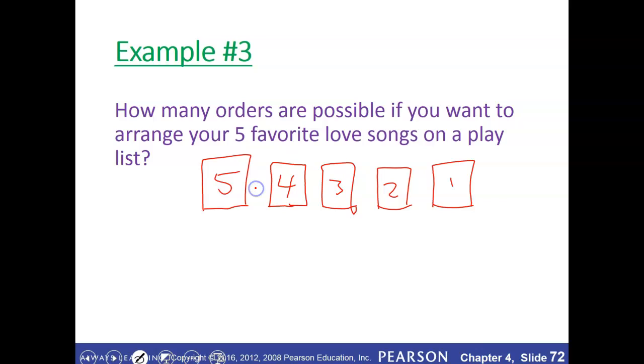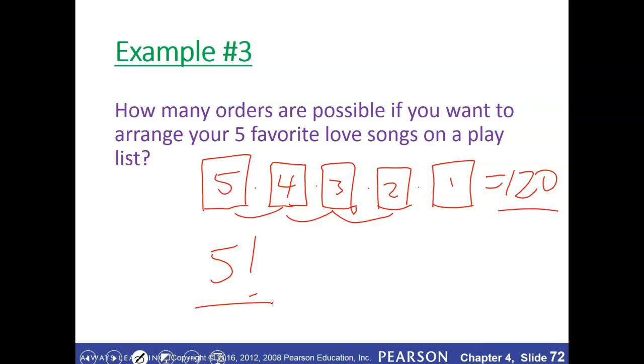Well, I'd multiply those together just like I would multiply my number of choices of types of food together. And if I took 5 times 4, that's 20. 20 times 3 is 60. 60 times 2 is 120. That's going to be 120 different arrangements. Well, another way that you could do that same problem is to do 5 factorial.